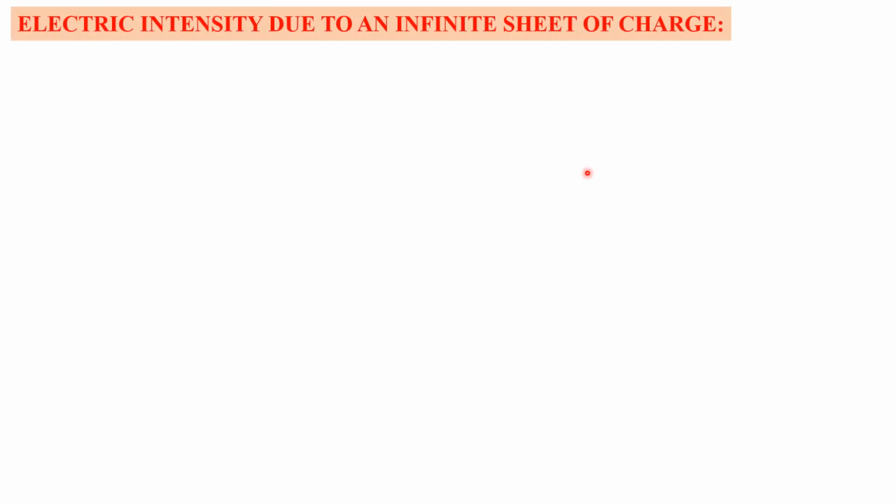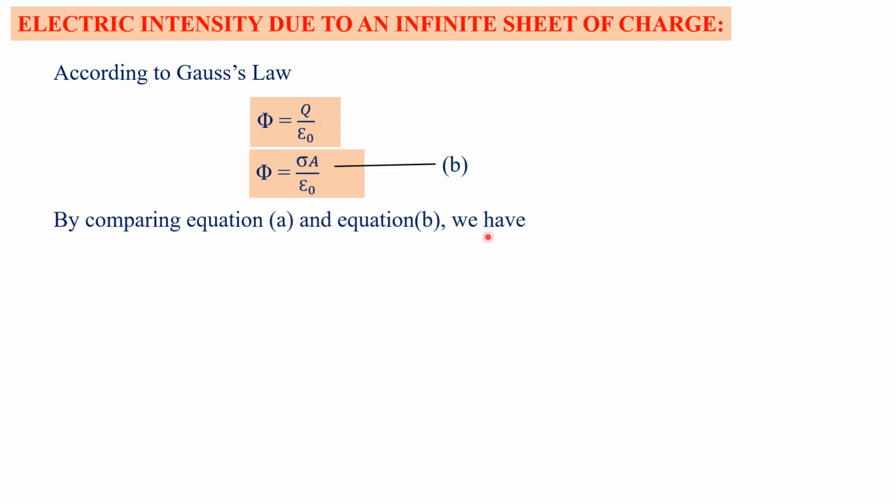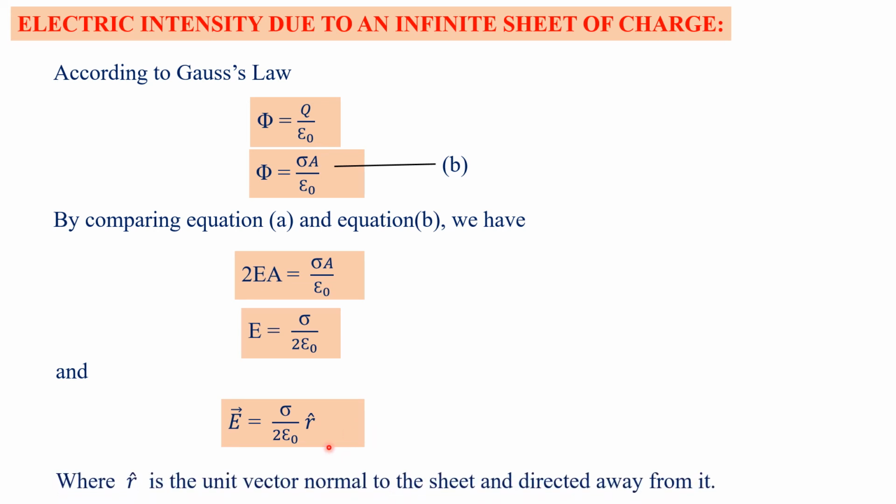According to Gauss law, phi is equal to Q upon epsilon naught. As Q is equal to sigma A, by putting the value of Q, we get phi is equal to sigma A divided by epsilon naught. By comparing equation A and equation B, we have 2EA is equal to sigma A divided by epsilon naught, and we get E is equal to sigma divided by 2 epsilon naught. We can write electric field intensity in vector form: E is equal to sigma divided by 2 epsilon naught into r cap. Here r cap is the unit vector normal to the sheet and directed away from it.